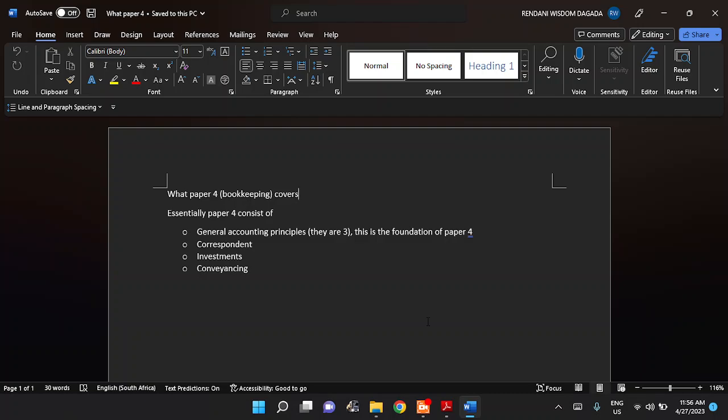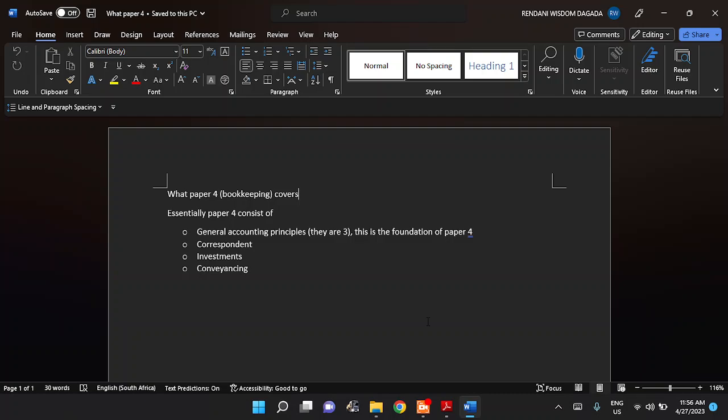So, Paper 4 bookkeeping covers mainly 4 essential things. Basically, it's 4 things that are covered on the paper. It's not a lot, it's just 4 things, but it's a lot of information if you didn't study. But if you studied, it's just 4 concepts.